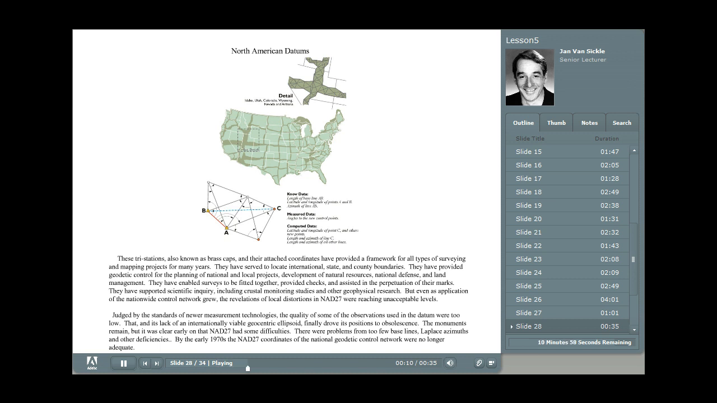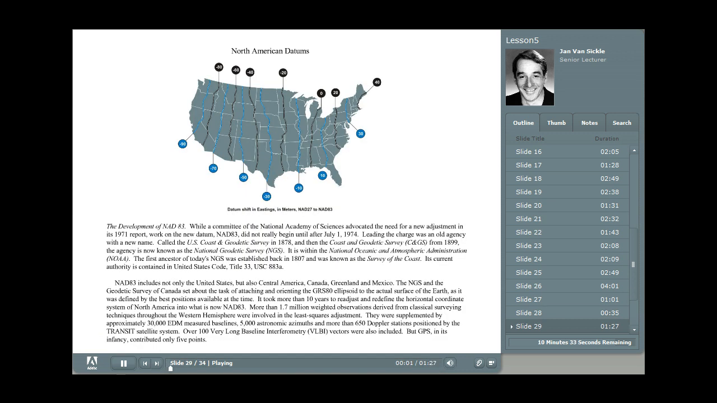Even though the work that was done was excellent, judged by newer standards, like eventually satellite geodesy, the system wasn't viable and originally useful, but gradually became more and more untenable for future use given new technologies. So by the early 1970s, the NAD 27 coordinates of the National Geodetic Control Network were no longer adequate.